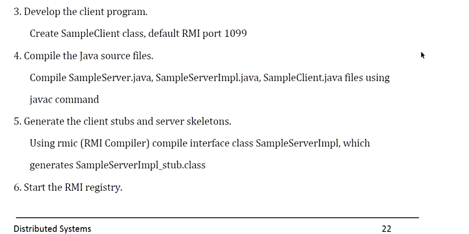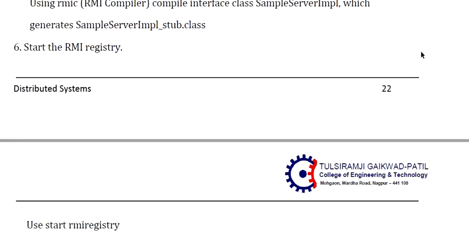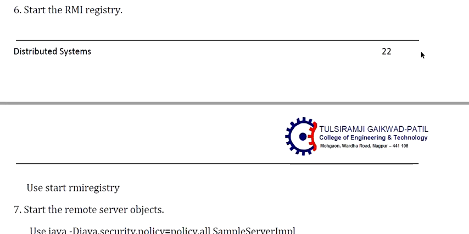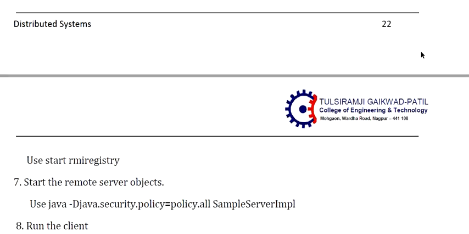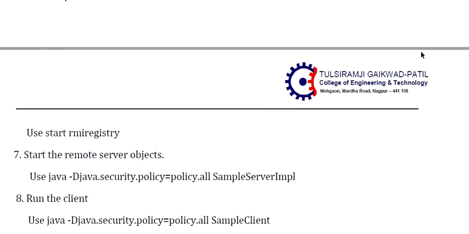Then the fifth step is to generate the client stub and server skeleton. Using the RMI compiler on the SampleServer interface, we generate the SampleServer stub class. Then the sixth step is to start the RMI registry. Here we use the start rmiregistry command. Then the seventh step is to start the remote server object.